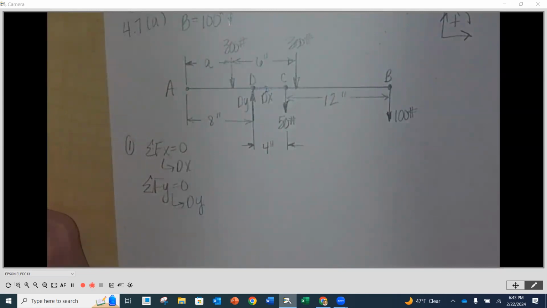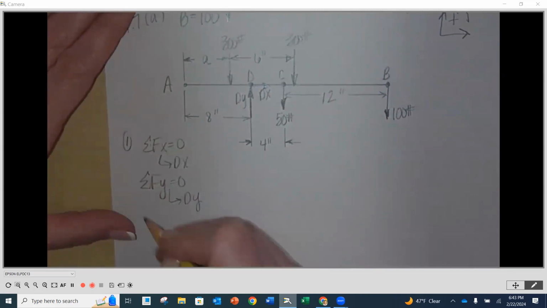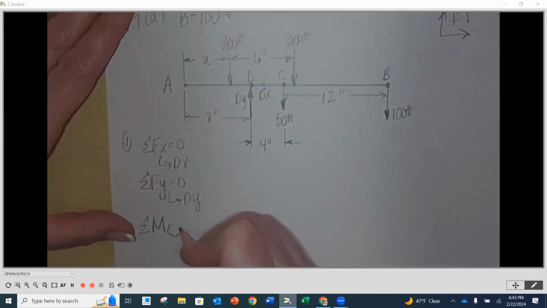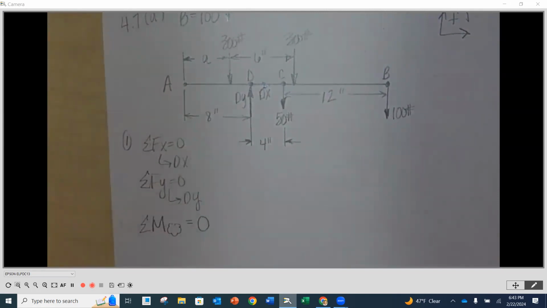And then what you're going to do is sum a moment. You're going to sum it around a point equal to 0 so that you can try to get that a. And I'm going to let you chew on that a little bit. There's one point I think is easier to sum around.